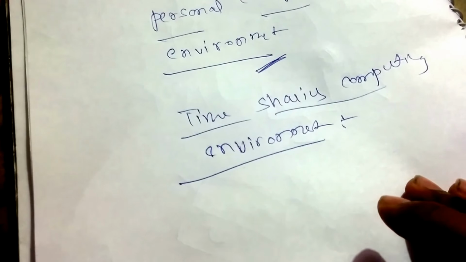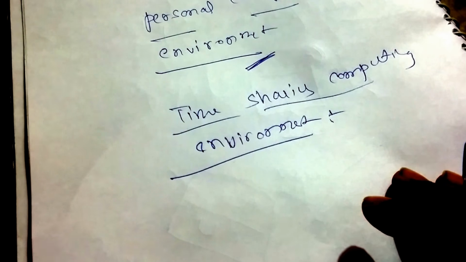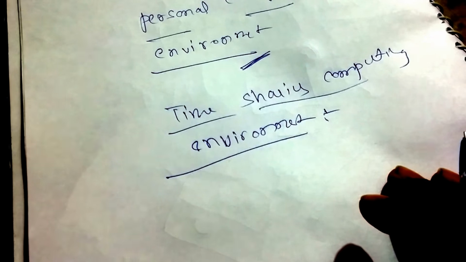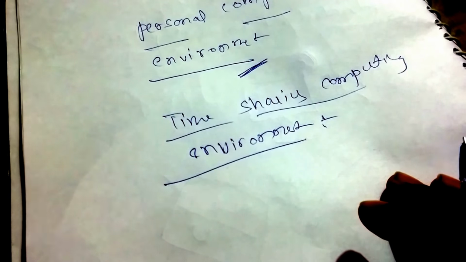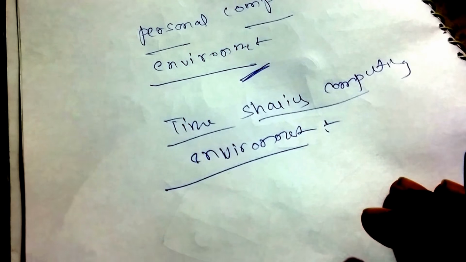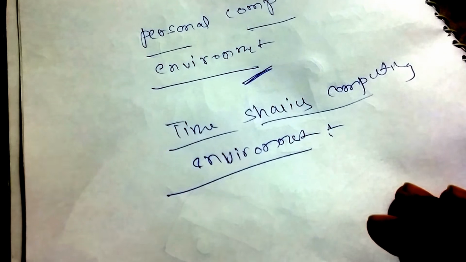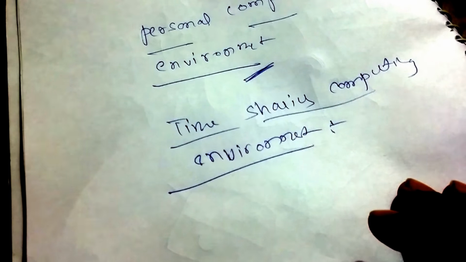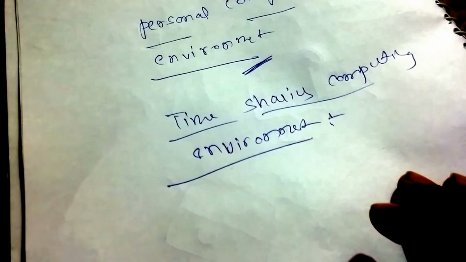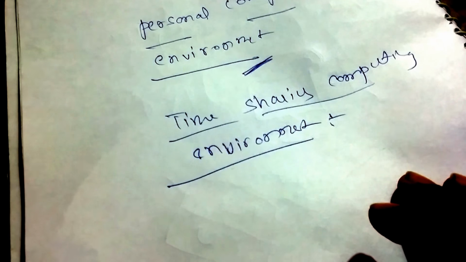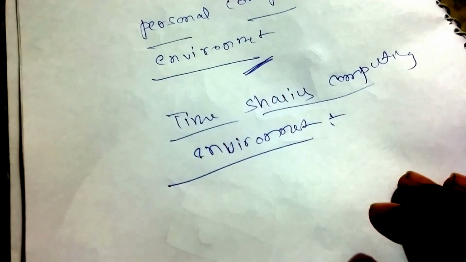Today in a computer we are able to perform different tasks while listening to music, and we can send an email, and while sending an email we can actually play a video. We are actually doing multitasking. Multitasking is possible because CPU time is shared between different applications. So this is how we are actually achieving the time sharing computing environment.